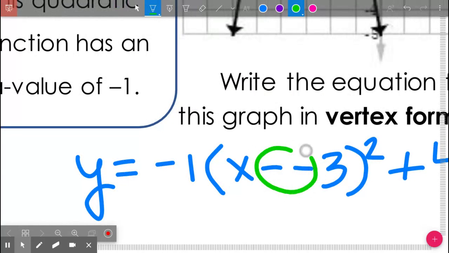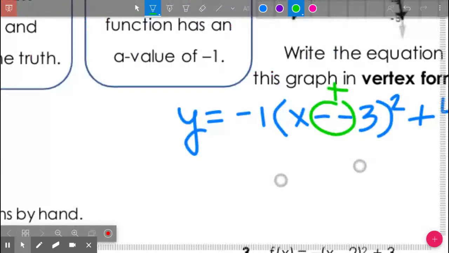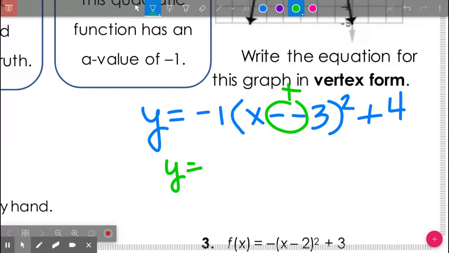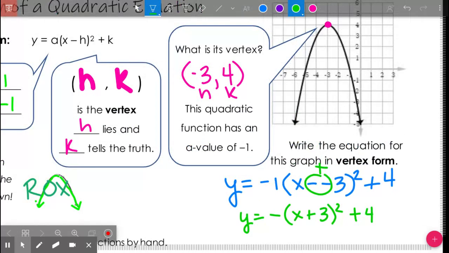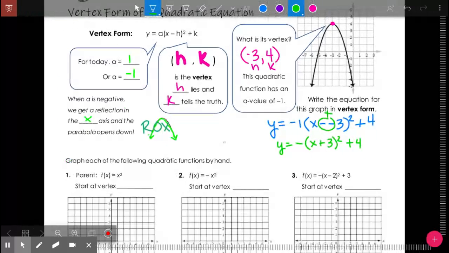So this right here turns into a positive. Remember that when I plug in that -3, my parabola is shifting left, but it turns into a positive. That's why we say that h lies. So this can be rewritten if you want as y equals negative x plus 3 squared plus 4. And we have that shift to the left and up. And then we also have a reflection in the x-axis because my parabola opens down.